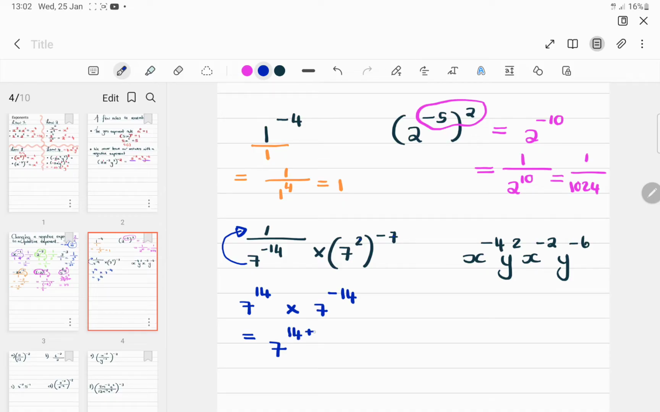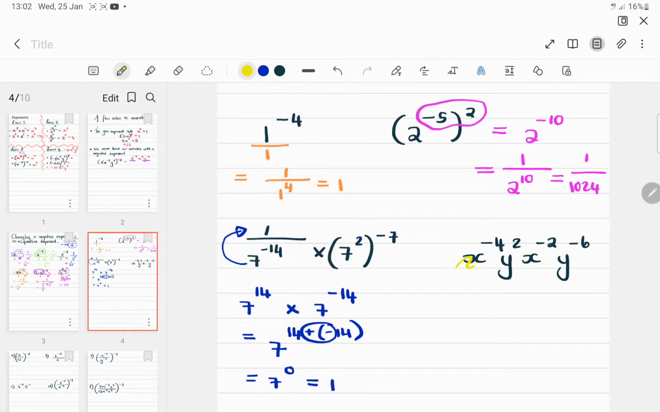So 14 plus minus 14 gives you 7 to the power 14 minus 14, because a plus minus makes a minus. 14 minus 14 falls away, or it becomes 0, and 7 to the power 0, anything to the power 0, is 1.